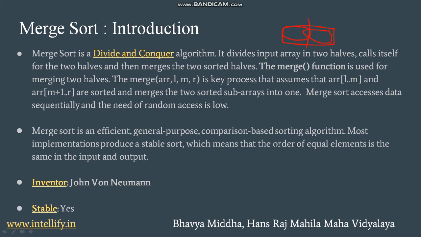The merge function is used for merging the two halves. The merge function is the key process that assumes that arr[l..m] and arr[m+1..r] are sorted and merges the two sorted subarrays into one. Now you may be wondering, what is this? What is this? And what is this? My dear students, we'll be covering this in the next slide.